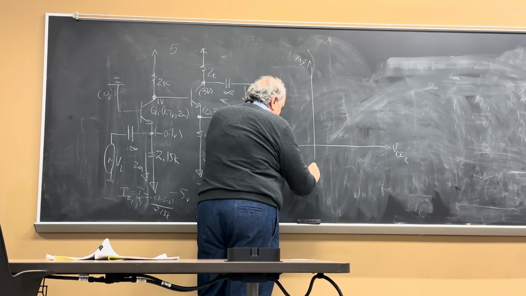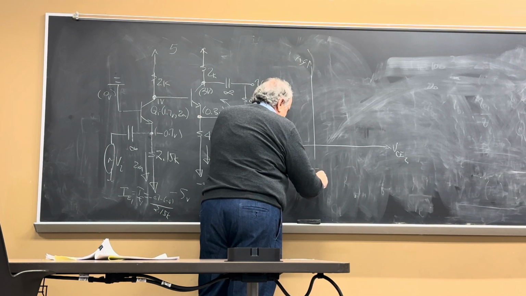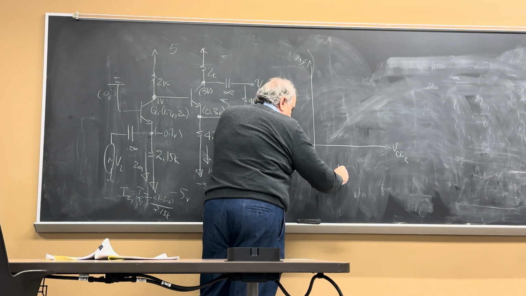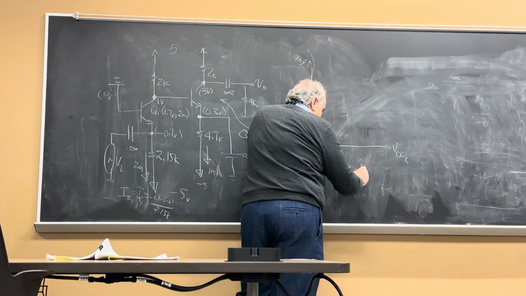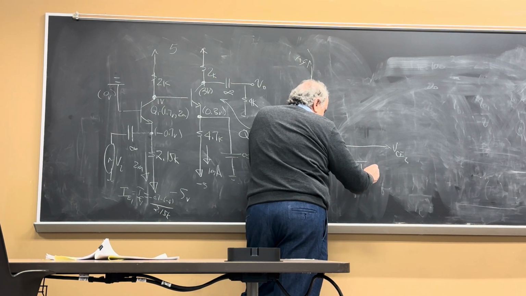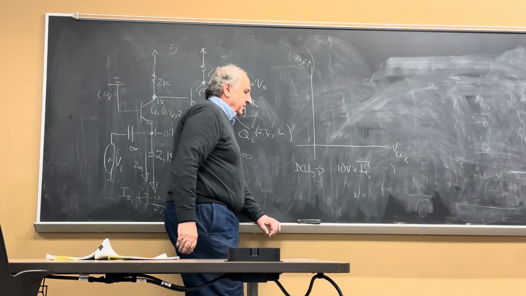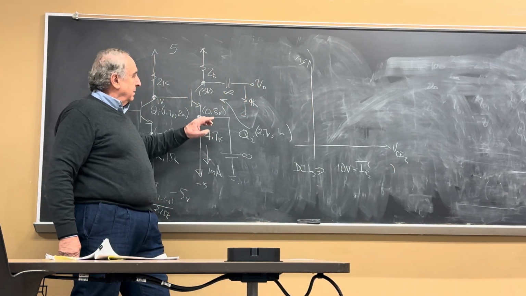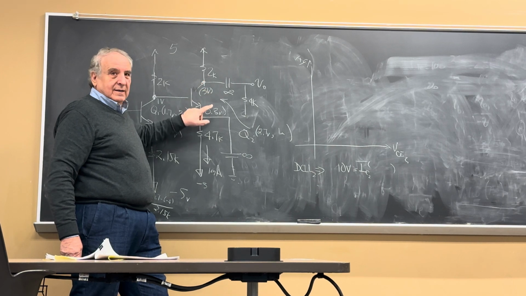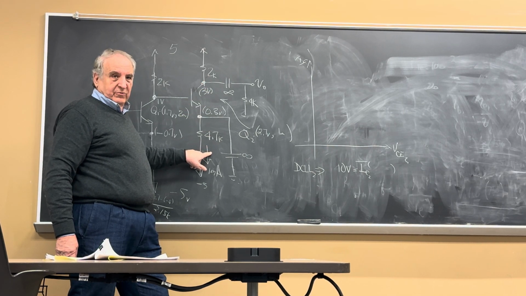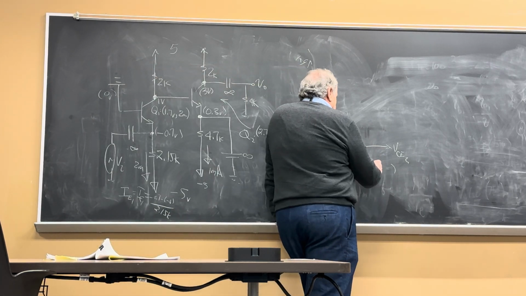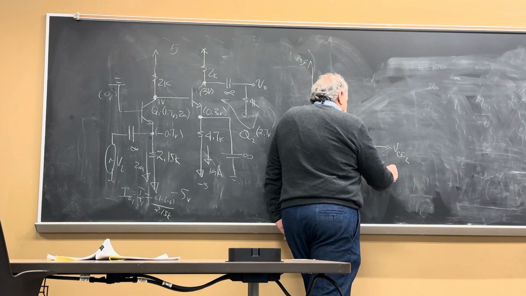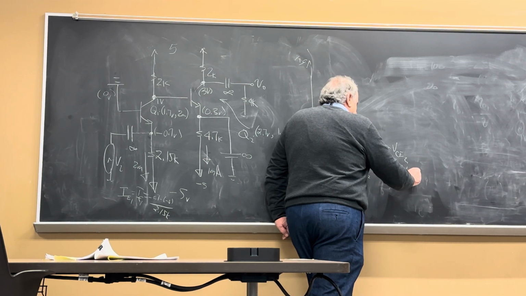What's the DC load line? We have 10 volt equals I sub C2, well let's call it IC2, times the impedance for DC. What's the impedance for DC? 2K plus 4K for both of those, right? 6.7K plus VCE2.